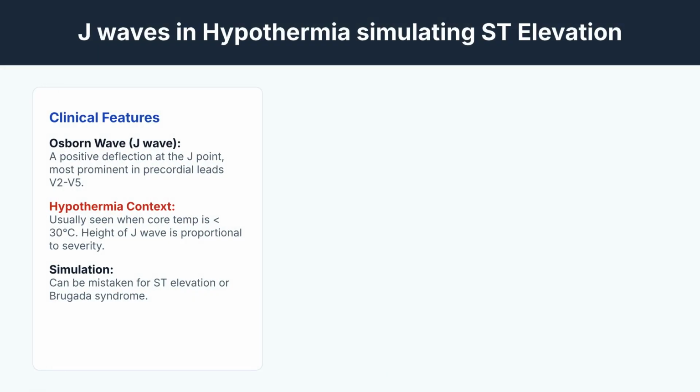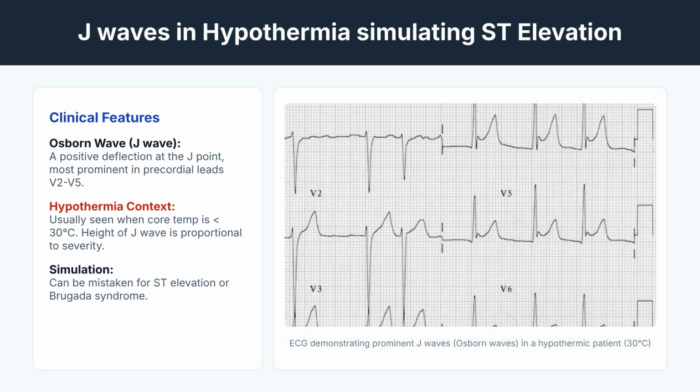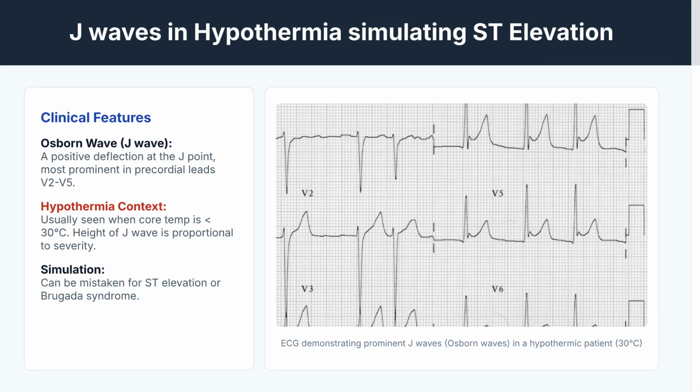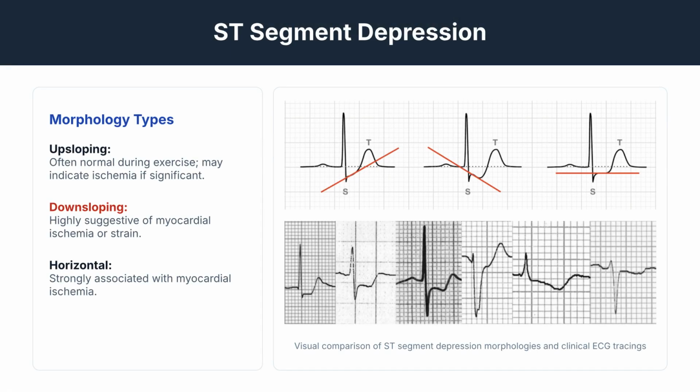J waves, or Osborn waves, in hypothermia can simulate ST elevation. These positive deflections at the J-point are most prominent in precordial leads V2 to V5, and their height is proportional to the severity of hypothermia. ST segment depression morphology can be upsloping, which is often normal during exercise.